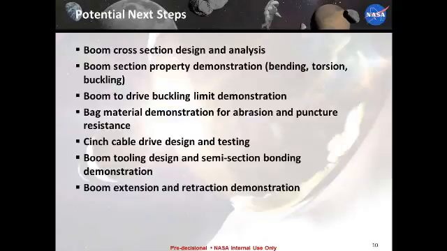Potential next steps would be boom cross-section design and analysis, section property demonstration, boom-to-drive buckling limit demonstration. That's where the boom deploys from the reel mechanism. That's going to be a hot spot in bending. So we'd have to have some amount of compliant members at that point, either by having thicker wall sections in the booms or having some compliant members in the drive. Bag material demonstrations and puncture resistant tests, et cetera.